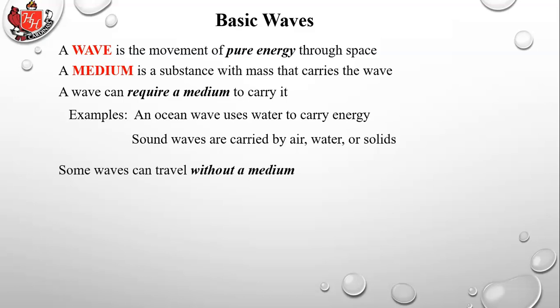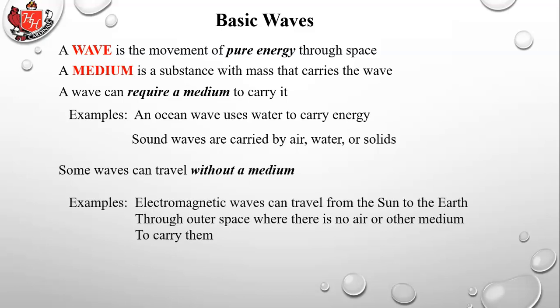Some waves can travel without a medium. The most important of these are electromagnetic waves, which can travel from the sun to the earth through outer space, where there's no air or other medium to carry them. We will focus on electromagnetic waves in this unit.